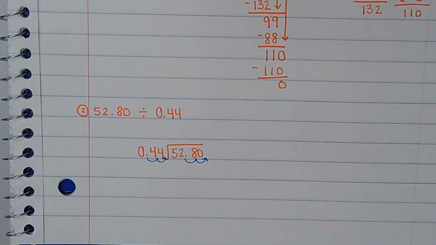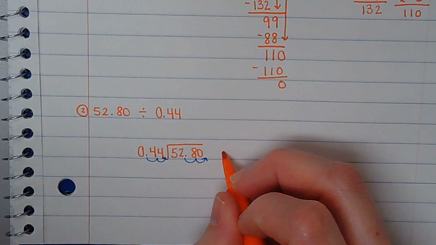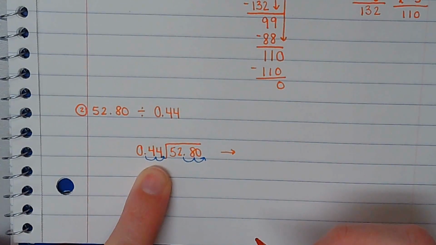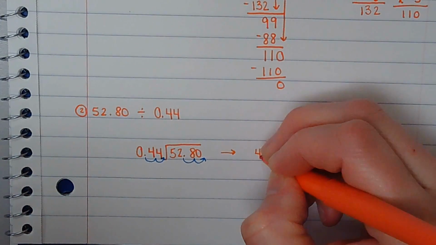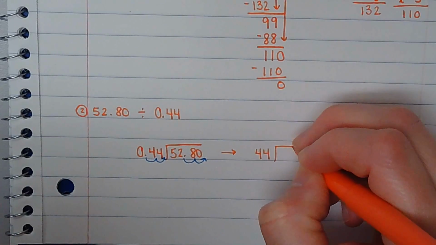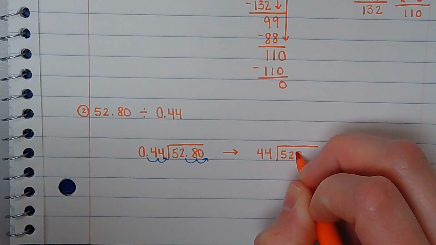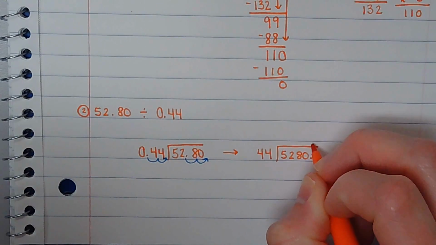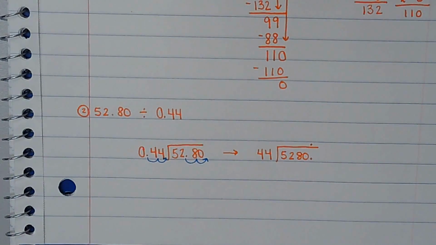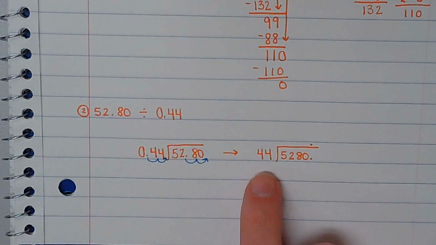All right, let's rewrite this problem. So now this number out here is going to become 44. You can drop the 0. You don't need that anymore. And this is now going to become 52.80. My decimal is now back here, so I'm going to bring it straight up. Okay? Now we can just do regular long division.